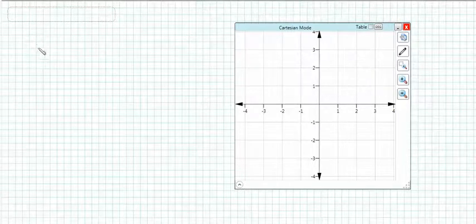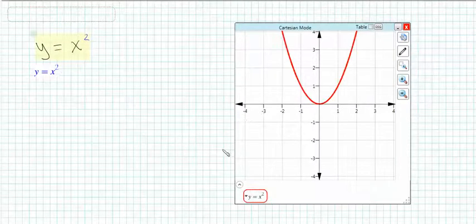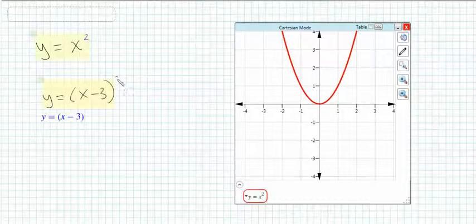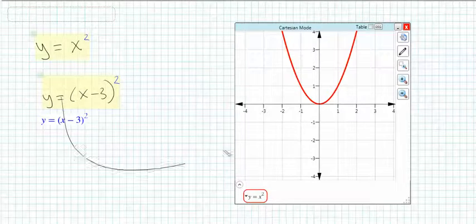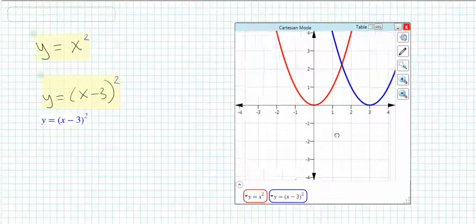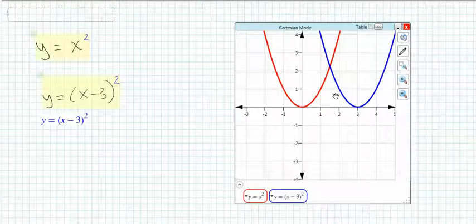Let's consider the function y equals x squared, and by now we're very familiar with that graph. What happens when we replace x with x minus some number, let's say 3? What's the effect on the graph when we replace x with x minus 3? As it turns out, it moves the graph to the right. You might expect, because it's minus 3, that it would move it to the left, but it doesn't.